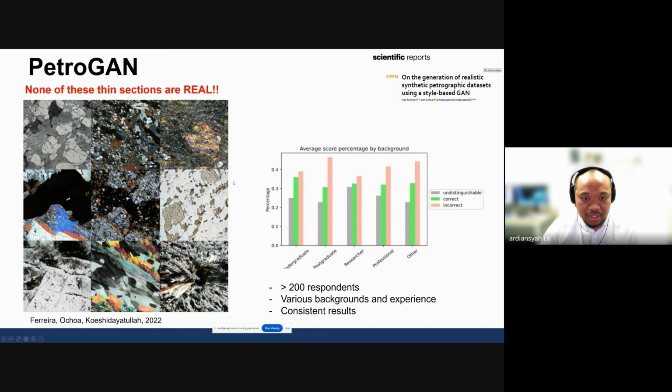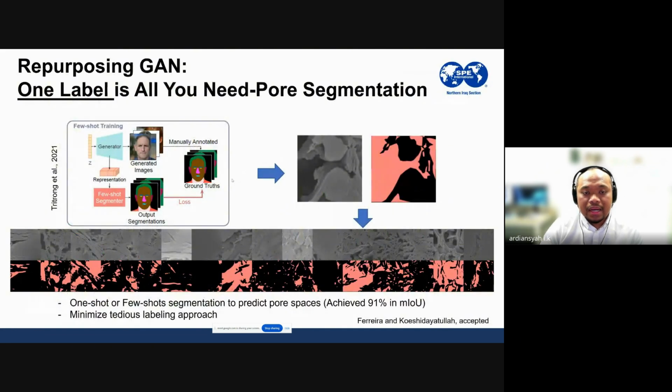So again, this gives us a good sign that yes, we can now create a huge amount of data set that is very realistic. And now the next thing is we try to repurpose this. As I mentioned, labeling is a big issue for us. For example, we try to do pore segmentation from SEM or CT scan images.